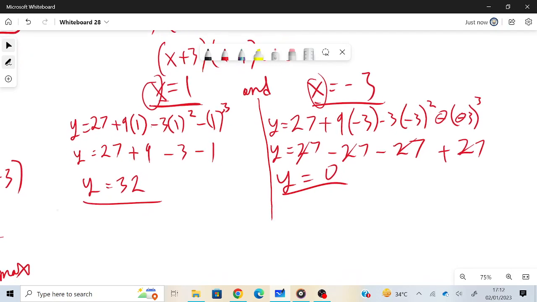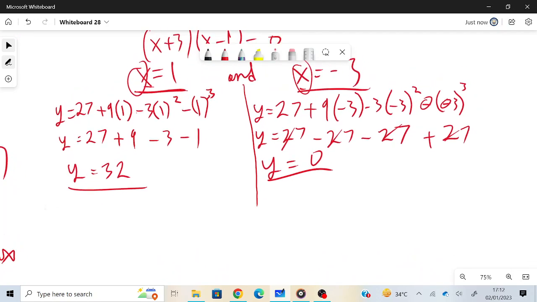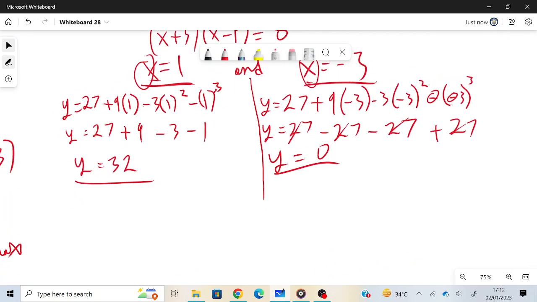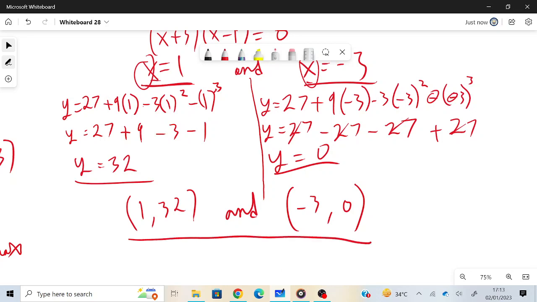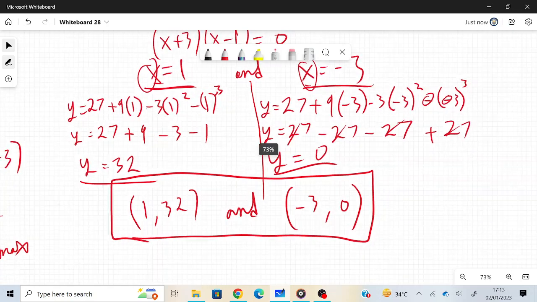So our two coordinates, two turning points, are 1, 32 and minus 3, 0. Those are our two stationary, critical, turning points.